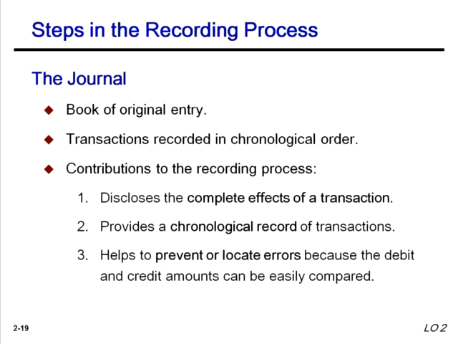The general journal is considered the book of original entry, and the reason for that is that it is the first place in an accounting system where the transaction is recorded or appears. The recording process discloses the complete effects of a transaction, provides a chronological order of transactions, and helps prevent or locate errors because the debit and credit amounts can easily be compared.